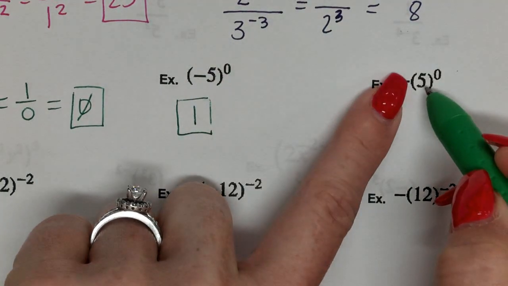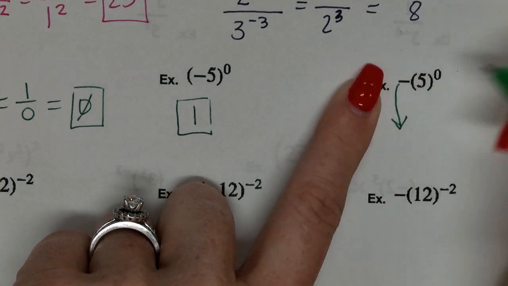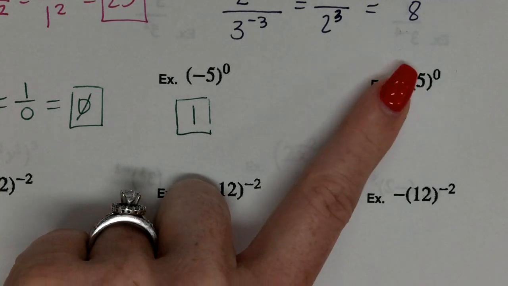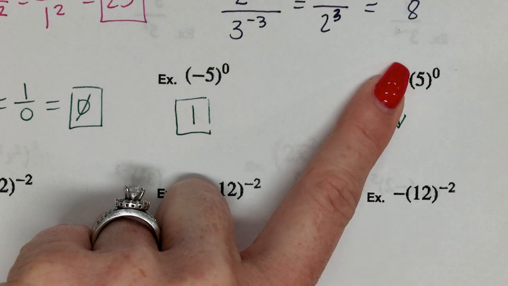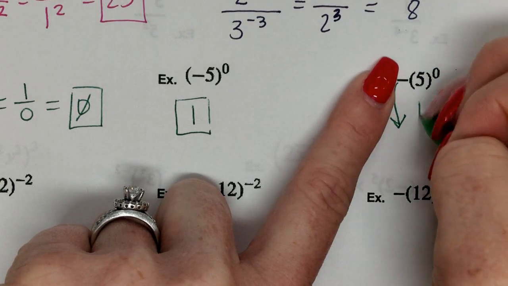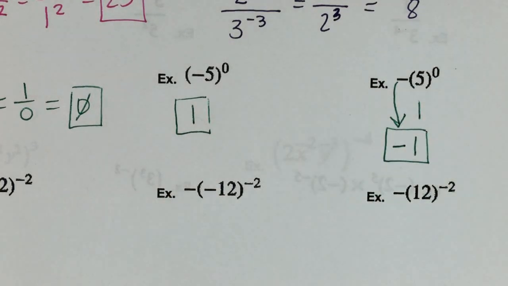But this one, you don't deal with the negative until the answer. Okay, so I'm only raising 5 to the power of 0. What is 5 to the power of 0? 1, but I have to bring down the negative to put in the answer. Do y'all see the difference?